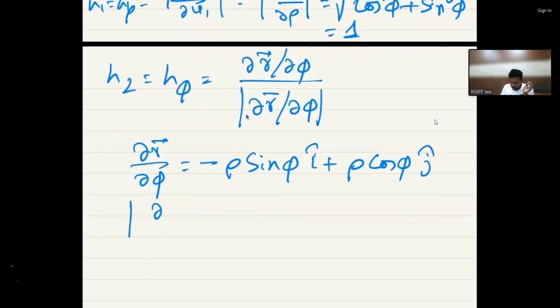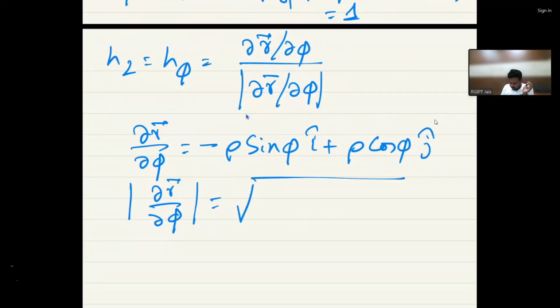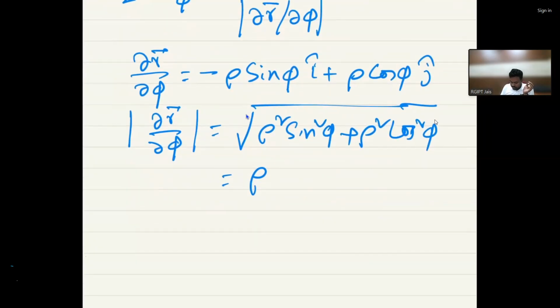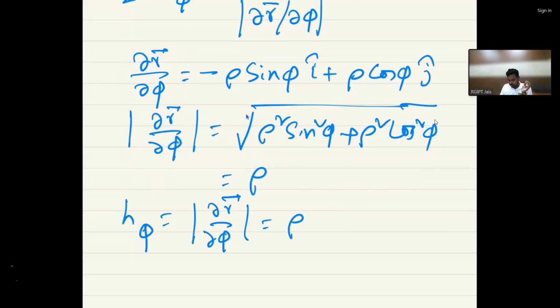And what is mod del R by del phi? This will be the square root of rho square sin square phi plus rho square cos square phi. So this will be rho. So you can see the scale factor here, H phi, del R by del phi, that is not 1, that is rho. The value of the scale factor along this phi coordinate is not 1, it is rho. Similarly, you can do the expression for Hz also.